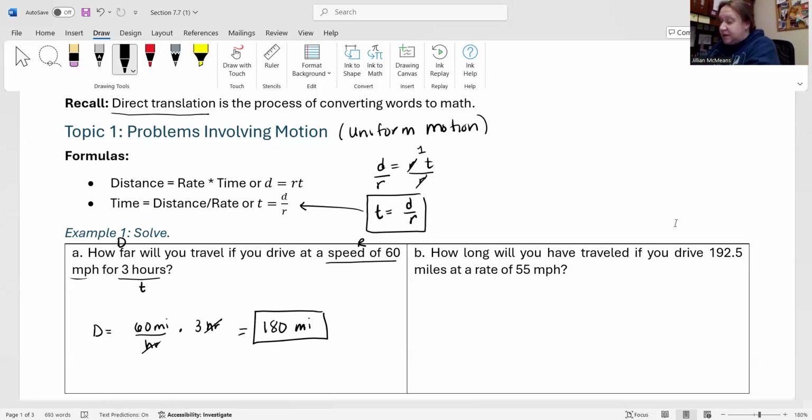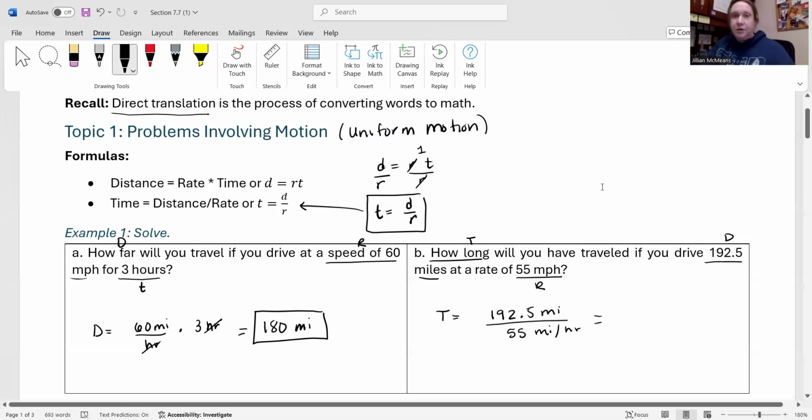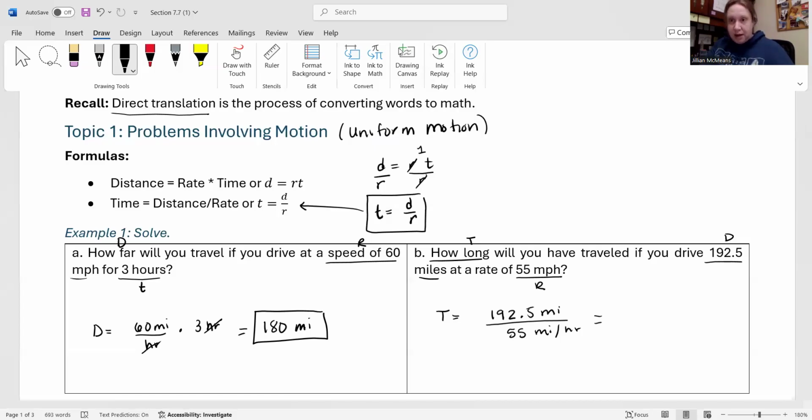Now for part B, it says how long, so that's our time. How long will you have traveled if you drive 192.5 miles, that's our distance, at a rate of 55 miles per hour? So T equals 192.5 miles divided by 55 miles per hour. Okay, so this one gets a little weird with your units, but basically we're just going to take 192.5 and divide it by 55. So that's not math I care to do in my head. So let's meet at the calculator.